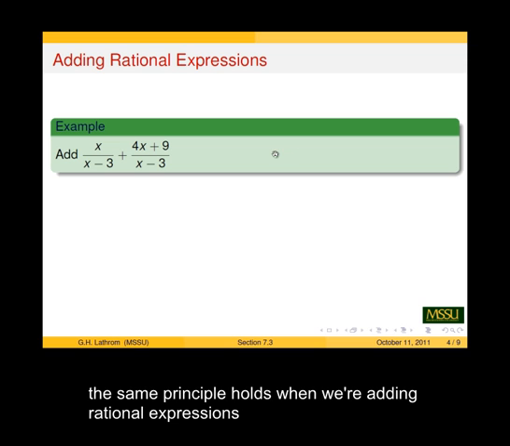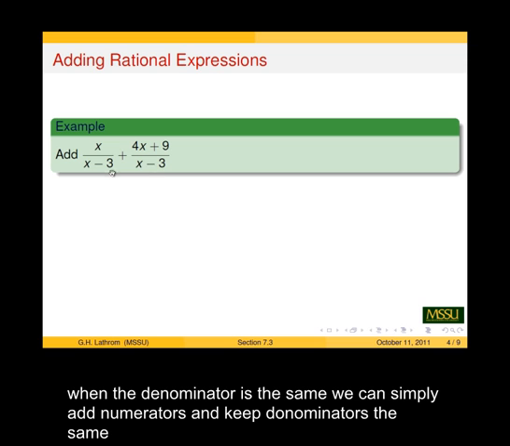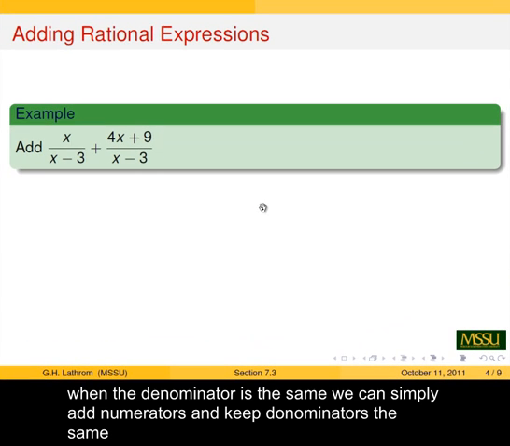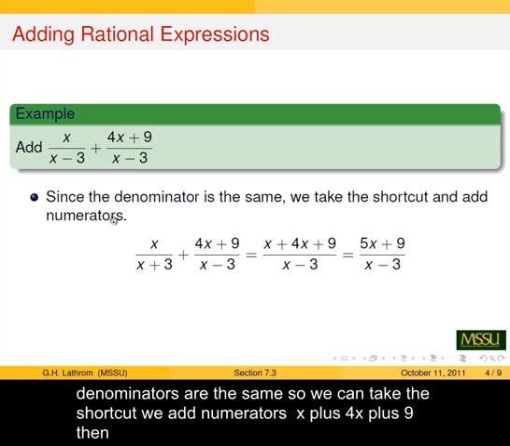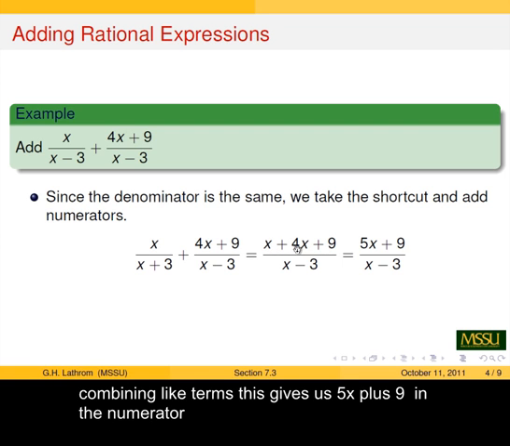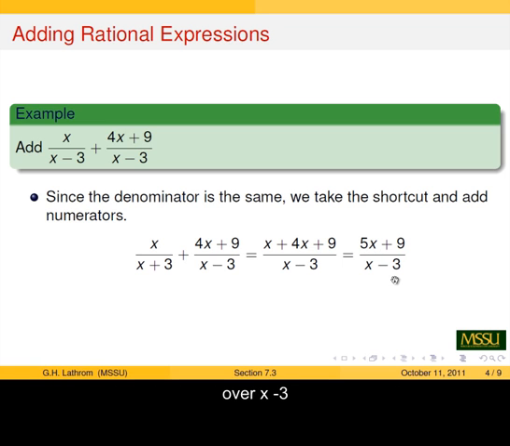The same principle holds when we are adding rational expressions. When the denominator is the same, we can simply add the numerators and keep the denominators the same. In this case, we have x over x minus 3 plus 4x plus 9 over x minus 3. The denominators are the same, so we are allowed to take the shortcut. We add the numerators, x plus 4x plus 9. Combining like terms, this gives us 5x plus 9 in the numerator, all over x minus 3 in the denominator.